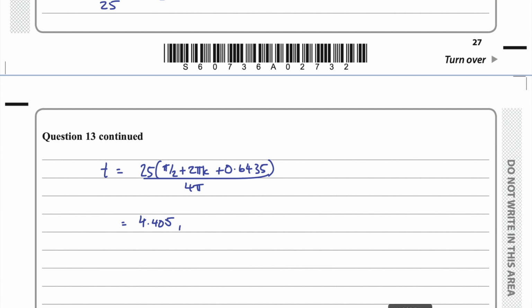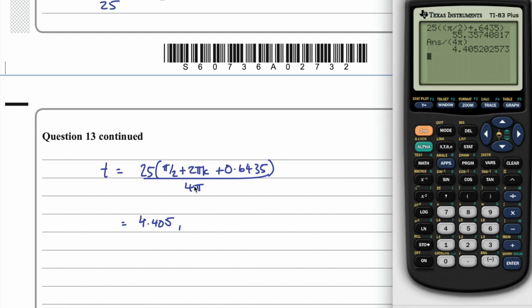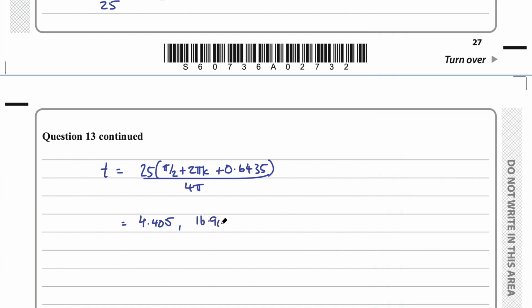Then I want to find the next one. So this is going to be 2 pi plus pi on 2, which is going to be 5 pi on 2. So I'm going to do 25 multiplied by 5 pi on 2 plus 0.6435, and then divide that by 4 pi. And I get 16.905, and that is in the afternoon. So 16 in 24-hour time, that would be 4 p.m. around about, plus some minutes. So 16.9052 is my next value.